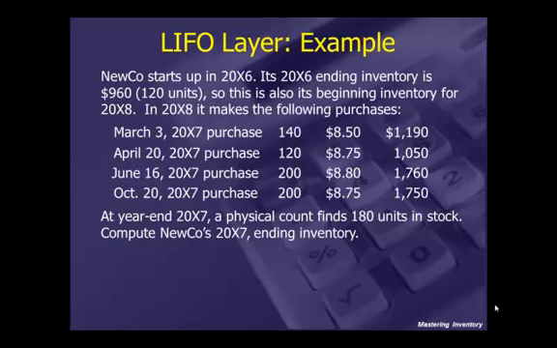In 2007, it makes the following purchases. So we've got March 3rd, April 20th, June 16th, October 20th. We're looking at purchases of 660 units overall. Well, a physical count finds that there are 180 units in stock at the year end of 2007. Well, with 180 units in stock, 120 of them are from 2006. And then the other 60 have to come from 2007 purchases.